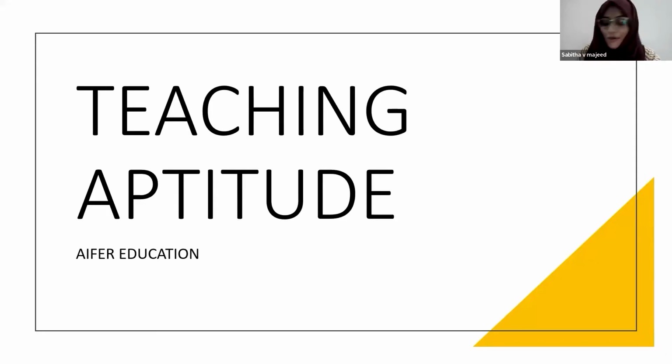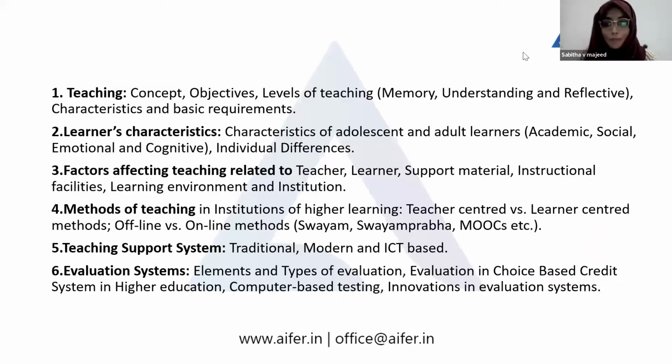Okay. So, before going to the teaching aptitude content, let's have a look at the teaching aptitude syllabus. As you can see in the slide, there are 6 subtopics in the syllabus, which are teaching, learners' characteristics, factors affecting teaching, methods of teaching, teaching support system, and evaluation system. I will give you a brief description of these topics. Then you will get a brief idea about the total teaching aptitude syllabus.